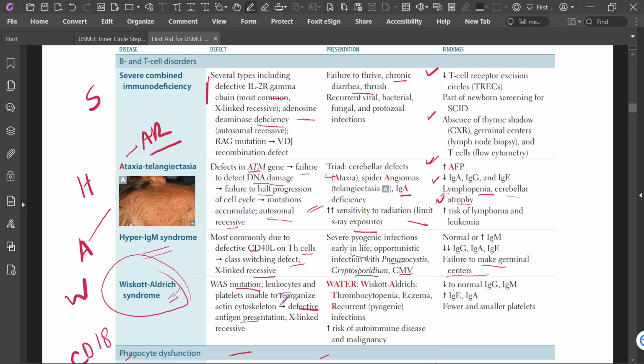And Wiskott-Aldrich is a mutation in the WAS gene, with recurrent infection, thrombocytopenia, eczema, X-linked inheritance, and increased risk of autoimmune disease and malignancy. Here, in Wiskott-Aldrich, there is decreased IgM and decreased to normal IgG, and increased IgE and IgA, with fewer and smaller platelets. So that's all about phagocyte dysfunction and B and T cell disorders. Hope you enjoy.